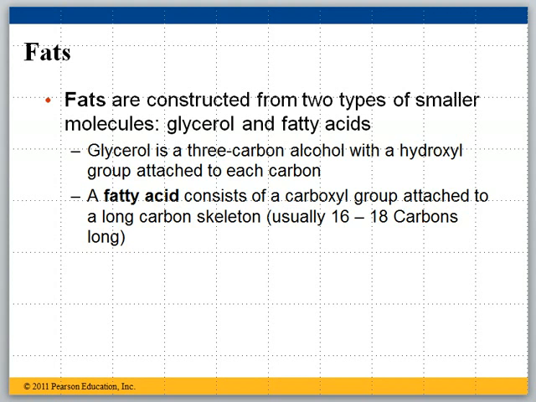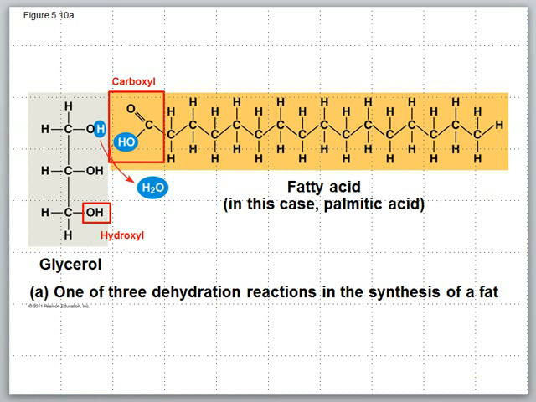A fatty acid is a carboxyl group attached to a long carbon skeleton, and it's fairly long, usually 16 to 18 carbons long. So even though fats are not considered polymers or macromolecules, they are made up of smaller molecules via dehydration reactions, and they do have a repeating chain pattern. They're just not quite large enough, long enough, or complex enough to be considered macromolecules or polymers like the others are. So let's take a quick look at a picture.